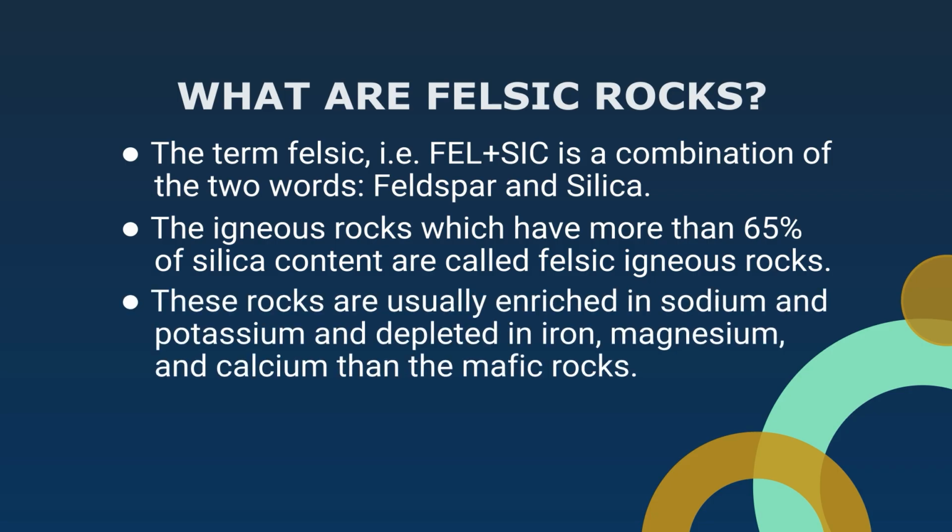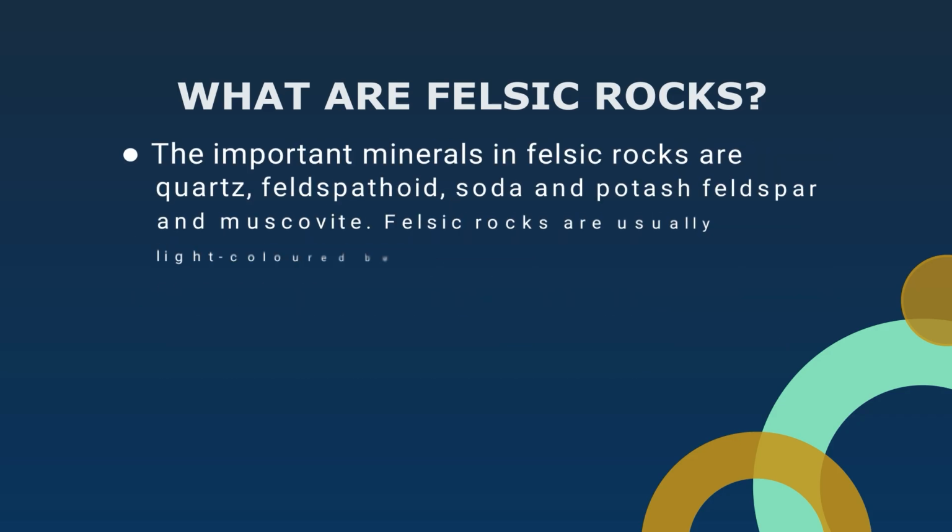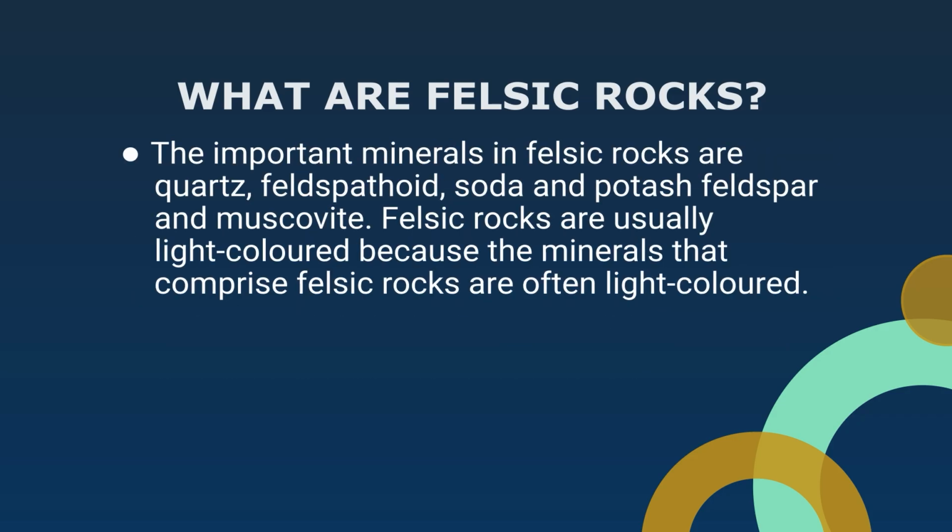These rocks are usually enriched in sodium and potassium and are found to be depleted in iron, magnesium and calcium compared to their mafic counterparts. The important minerals usually in felsic rocks are quartz, feldspathoid, soda and potash feldspar and muscovite. Felsic rocks are usually light colored because the minerals that comprise them are usually light colored.